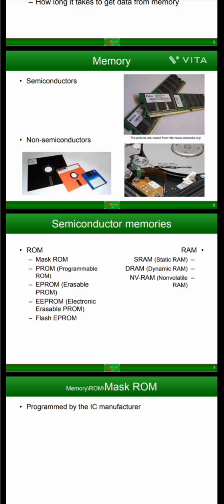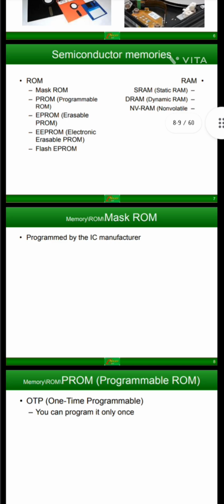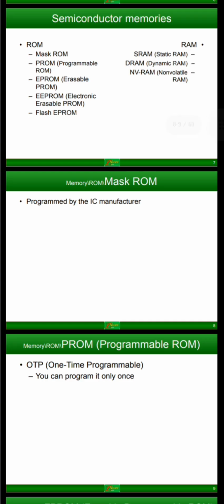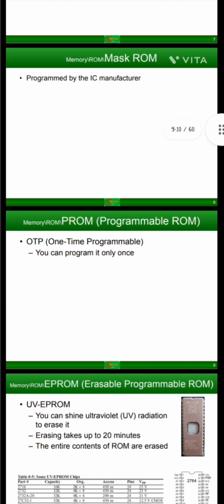There are two types of memory: semiconductor and non-semiconductor. Semiconductor memory includes RAM and ROM. ROM includes mask ROM, PROM (programmable ROM), EPROM (erasable PROM), EEPROM (electrically erasable ROM), and flash ROM. RAM includes SRAM (static RAM), DRAM (dynamic RAM), and NVRAM (non-volatile RAM). Then we have the mask ROM, programmed by the IC manufacturer.